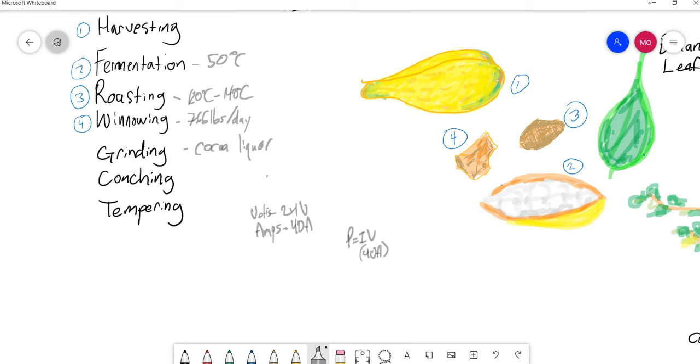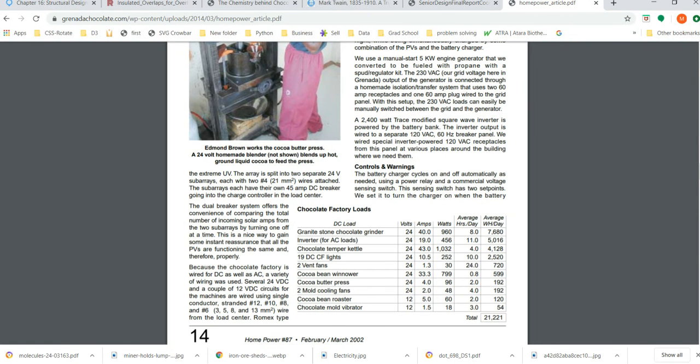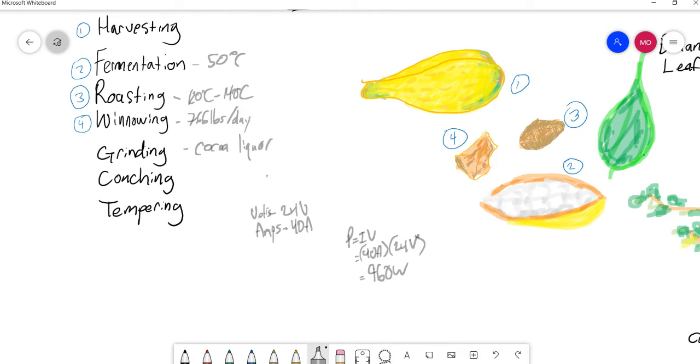P equals I times V. Power equals current times voltage. In this case, we have 40 amps times 24 volts. We multiply that out. That's all we have to do, and it's 960 watts. Now, what's that good for? It's good for telling us how much power we need to supply to our system in order to run our plant.